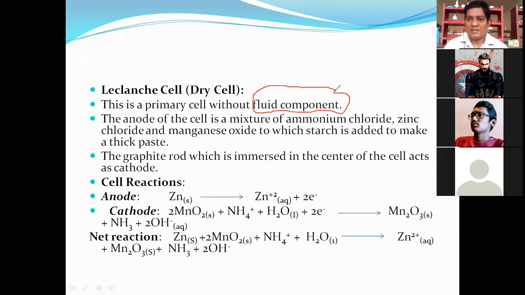Now the electrolyte will be ammonium chloride plus zinc chloride in acidic medium. I'm repeating, NH4Cl plus ZnCl2. If the electrolyte is in the fluid state, it is known to be the liquid Leclanche cell.